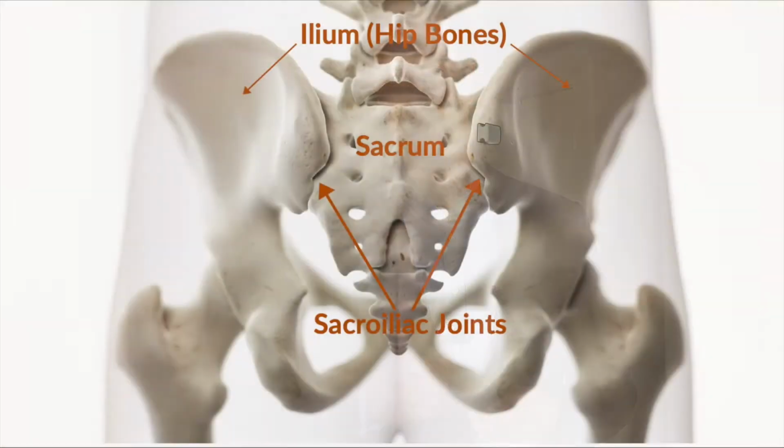So not all low back pain is related to the low back. About 15 to 22% of that will be related to the SI joints. If you were to say one thing about SI joint pain, you were to say it's under-recognized and under-treated.